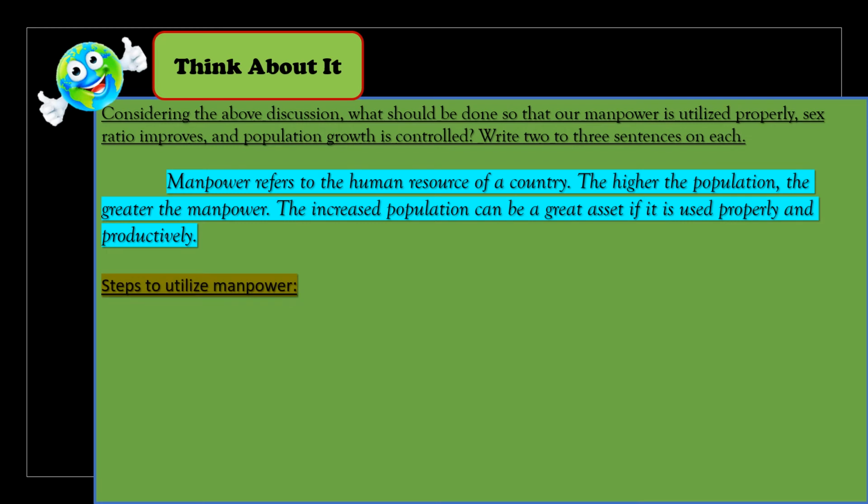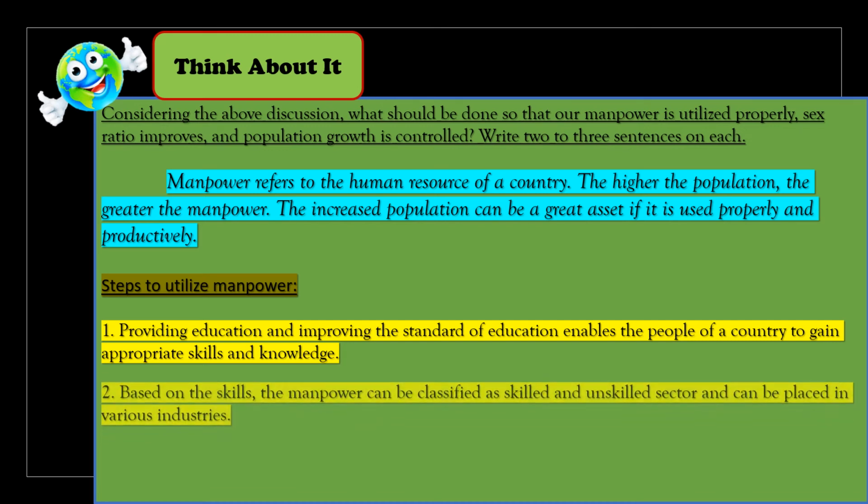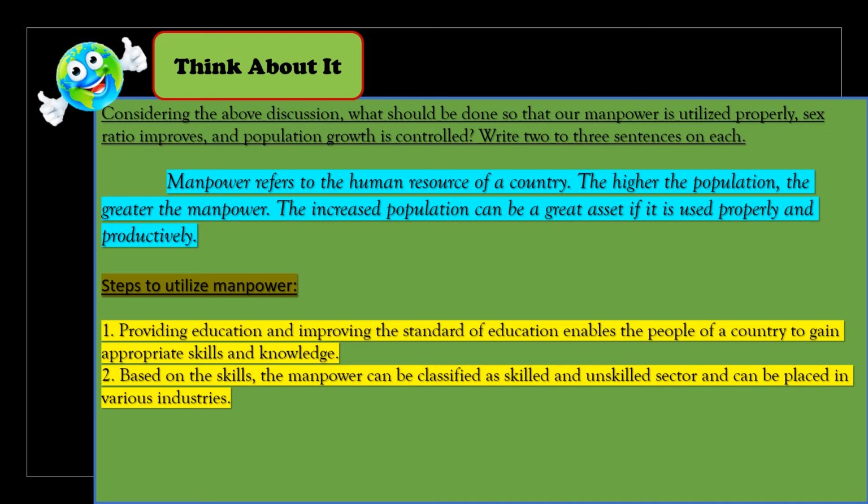Now, steps to utilize manpower. How can we use manpower? Providing education and improving the standard of education enables the people of a country to gain appropriate skills and knowledge. Based on the skills, the manpower can be classified as skilled and unskilled sector and can be placed in various industries.